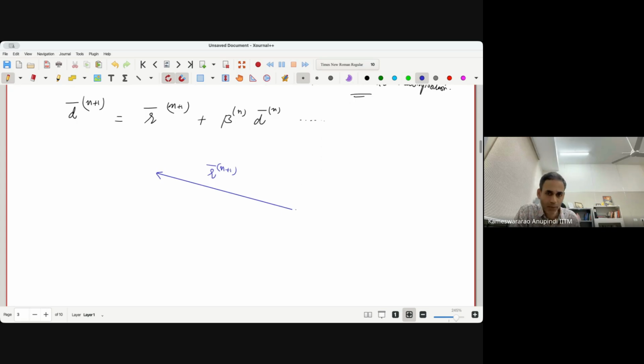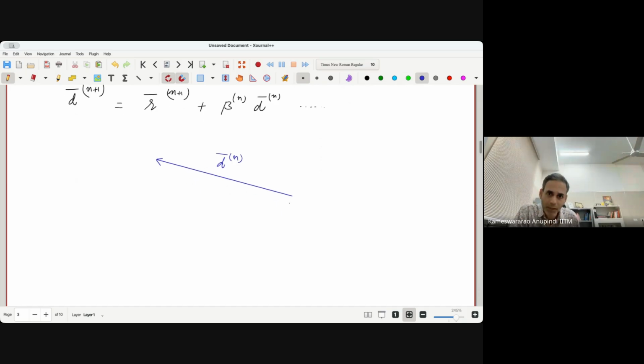Let's say this is my d bar n direction. Let me take the other direction, which is the residual I found. Let us say this residual is something like this. So this is the residual I have obtained for R bar n plus 1. That means in the nth iteration, I am working with a particular direction dn, and I have calculated a new residual at the next iteration, R bar n plus 1, that is pointing in this direction.